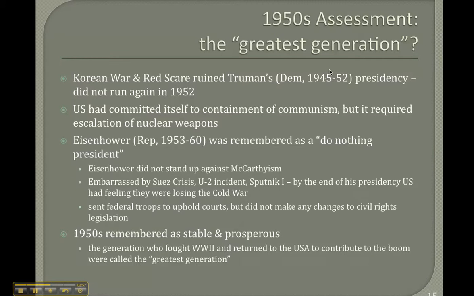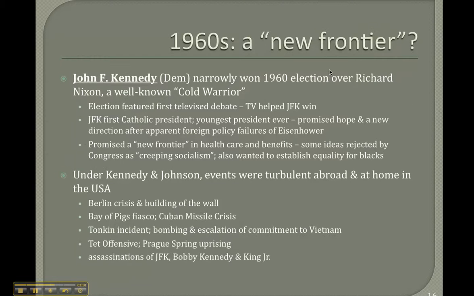And so after the 1950s, we really got to consider whether or not this was in fact the greatest generation. Lots of things to consider on either side of that particular argument. But at the end of the day, the 1950s were generally remembered as a stable and prosperous era, especially in light of the disruption in the 1960s and 1970s.